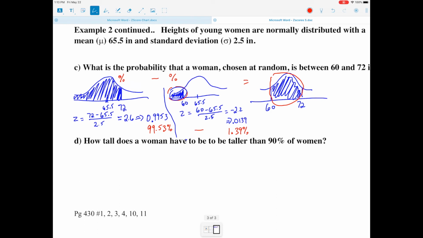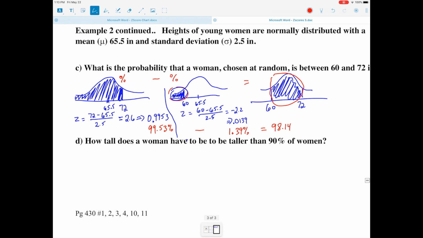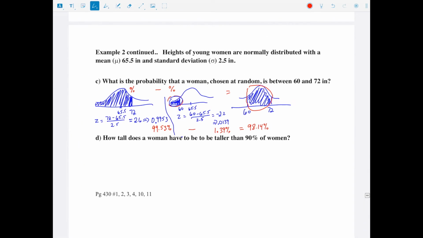Okay. What we said was we would subtract these values. So 99.53 minus 1.39 is equal to 98.14%. So 98.14% of women would be between 60 and 72 inches. All right, so that's how you do between two values. Now let's take one more angle on this.